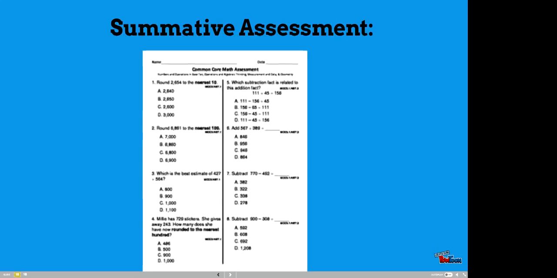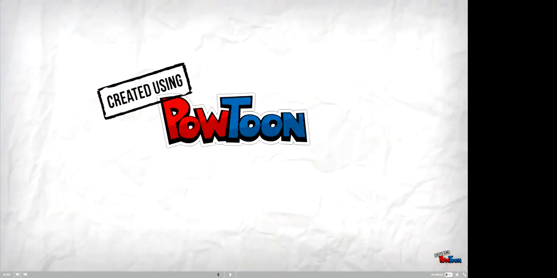And lastly, I will give a summative assessment at the end of our lesson, probably the end of the unit, to show the Common Core standards that our students have. This will be for a grade, and it will determine the understanding of multi-digit numbers and rounding.